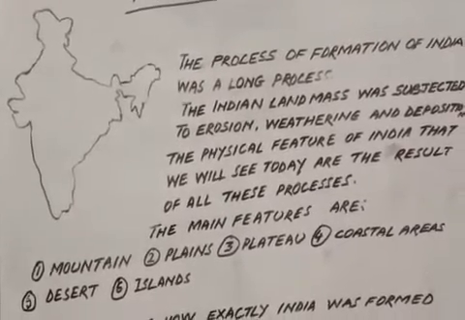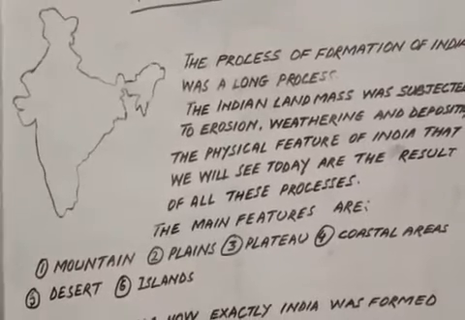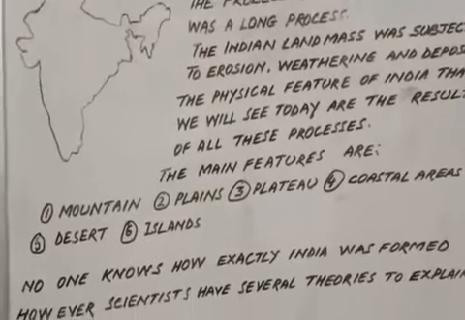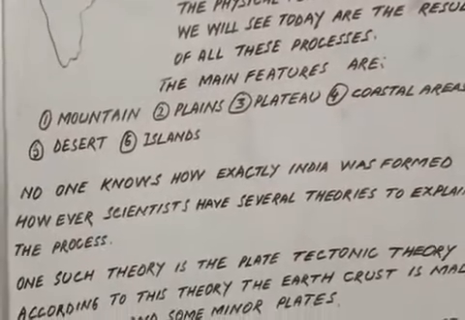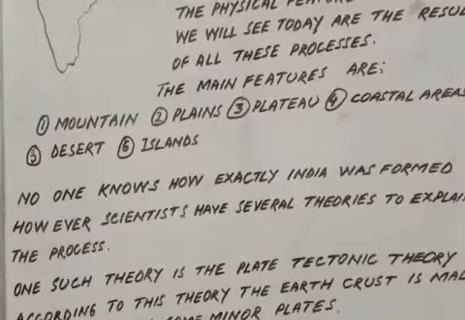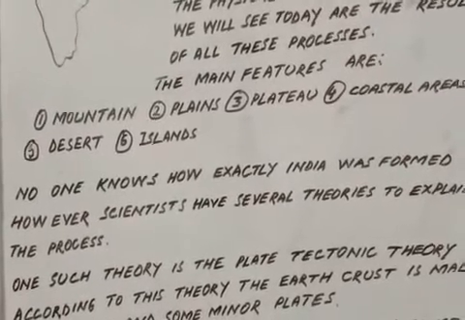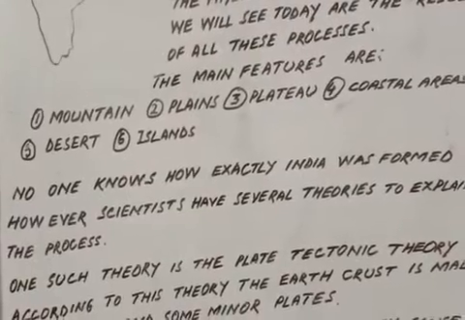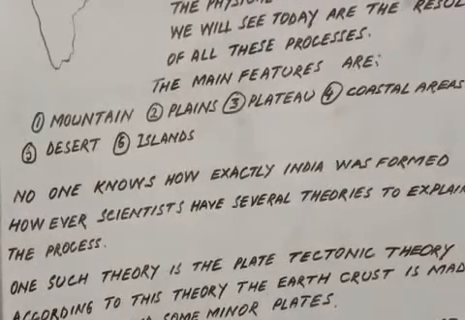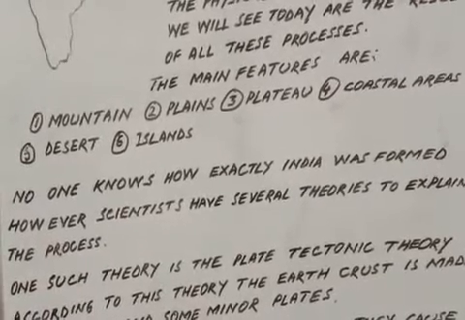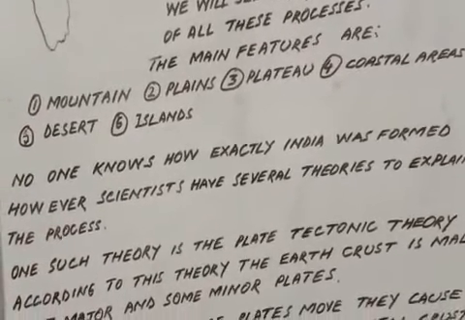So what are the features we are going to study? Mountain, plain, plateau, coastal areas, desert and island. Now, no one knows how exactly India was formed. It is unknown. Nobody knows how this landform was formed. However, scientists have several theories to explain the process.